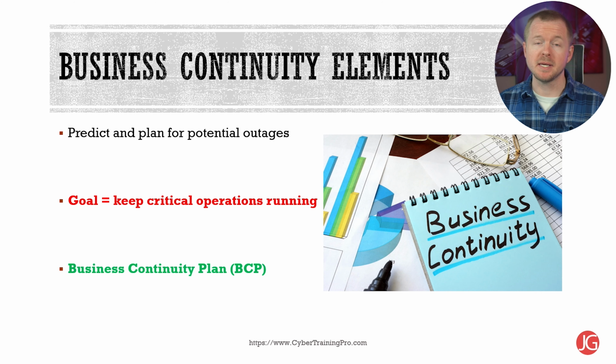Business continuity planning helps organizations predict and plan for potential outages of critical services and functions. The ultimate goal is to make sure that critical business operations keep running throughout the outage. The Business Continuity Plan, or the BCP, is a plan that we need in businesses to provide the steps to return critical functions to operation after an outage. A BCP considers disasters like environmental issues like floods and man-made like human error that causes disaster.